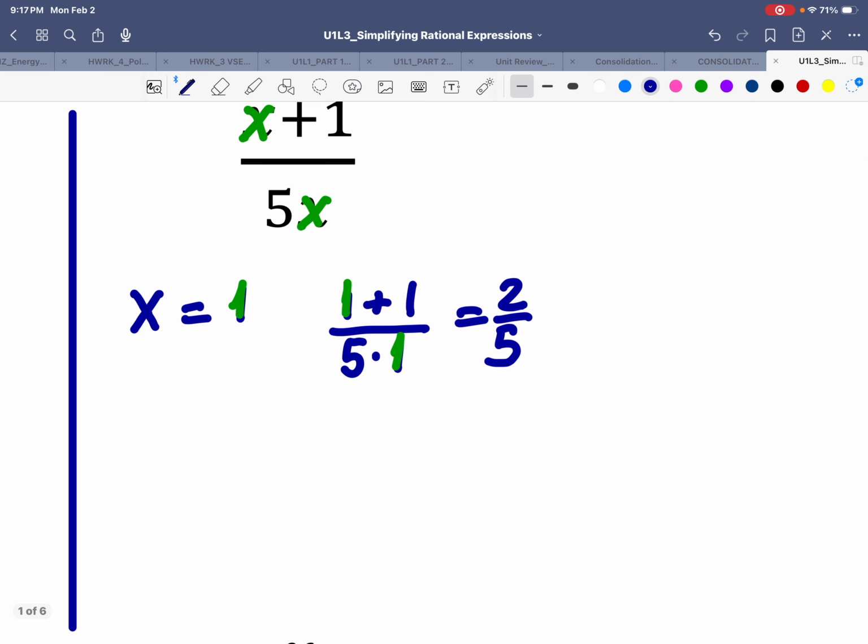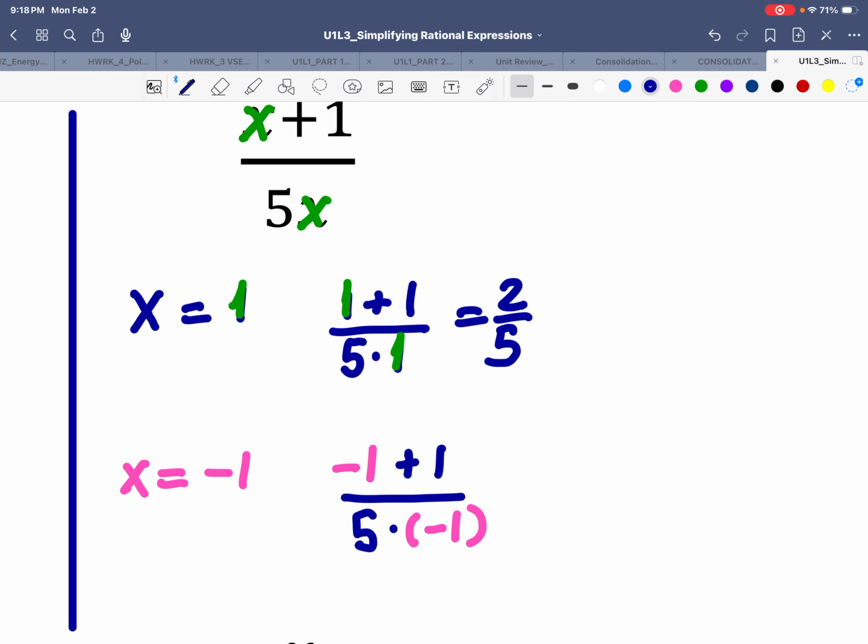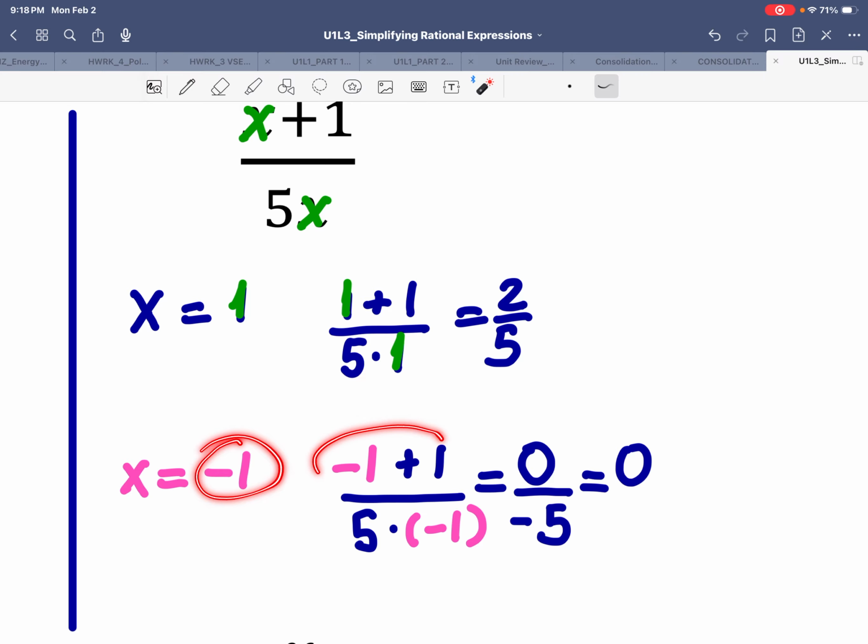Now, let's say that we want to give the variable x a value of negative 1. So if x equals negative 1, then we'll have negative 1 plus 1 divided by 5 times negative 1. So in this case, the numerator will turn into 0. Negative 1 plus 1 is 0. And the denominator is negative 5. And 0 divided by negative 5 is equal to 0. And you see that x equals negative 1 makes the numerator 0. But still, the expression is defined. It has a value of 0.